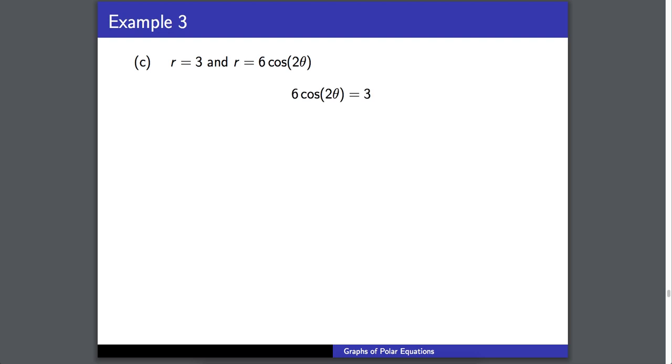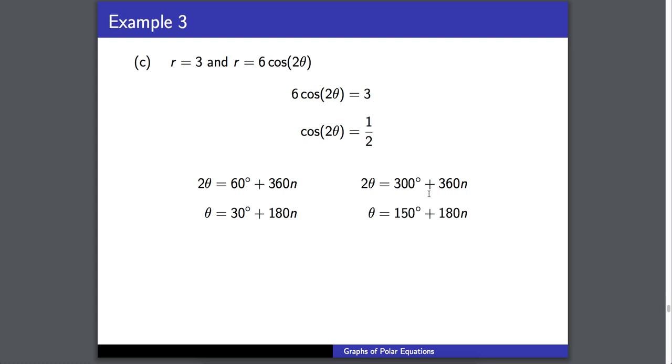So let's set them equal to each other. We get 6 cosine 2 theta equals 3. Divide both sides by 6. We get cosine of 2 theta is a half. And solving this trig equation, cosine is a half at 60 degrees and 300 degrees. So we have 2 theta equals 60 degrees plus 360n. Remember the cosine period is 360 degrees. We also have 2 theta equals 300 degrees plus 360n.